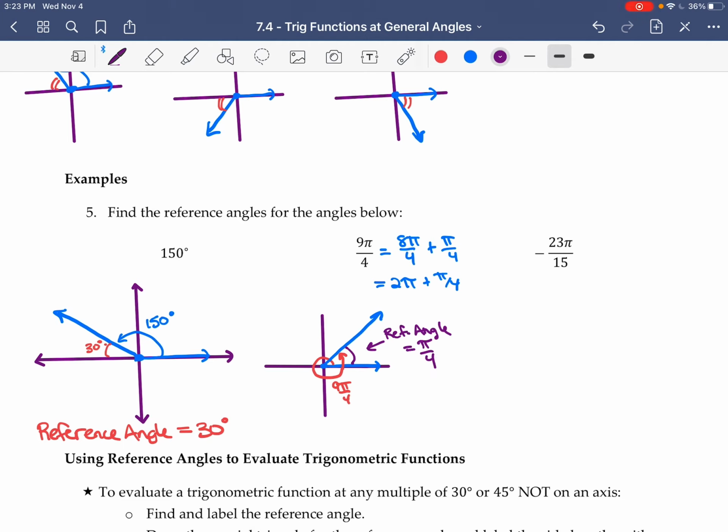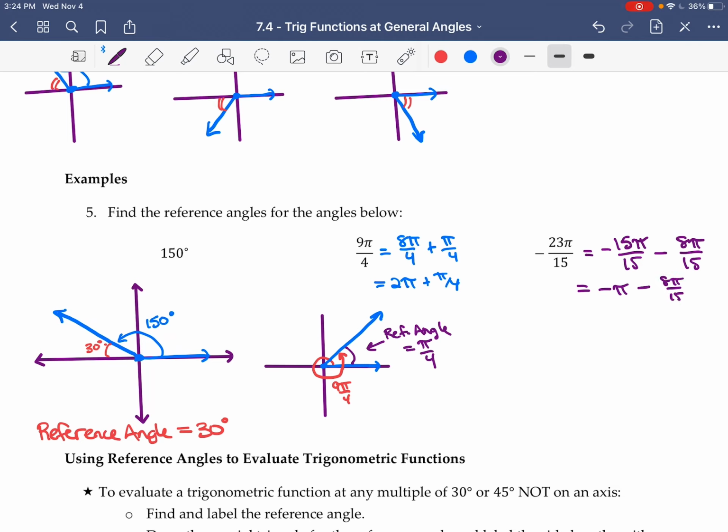Okay, now -23 pi by 15, sorry, is equal to... So it's less than 2 pi, but it's bigger than pi. So I'm going to take out a pi. So that's negative 15 over 15, so a negative pi. And then what's left over is 8 pi by 15. So this is negative pi minus 8 pi by 15.